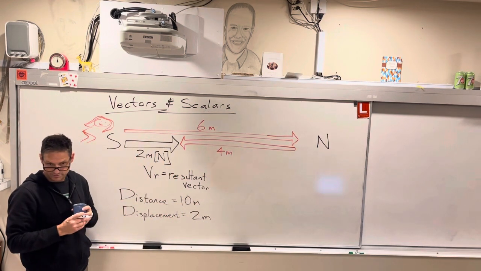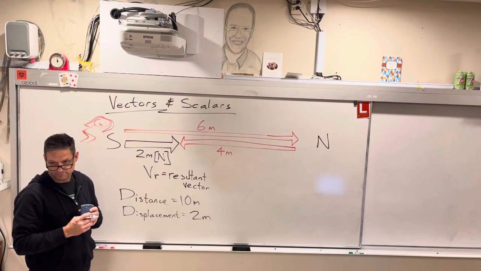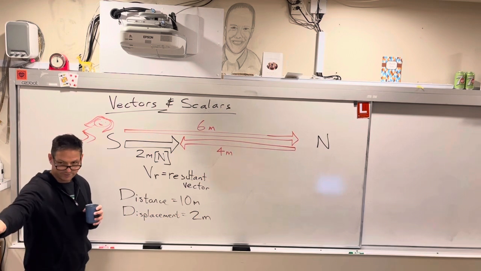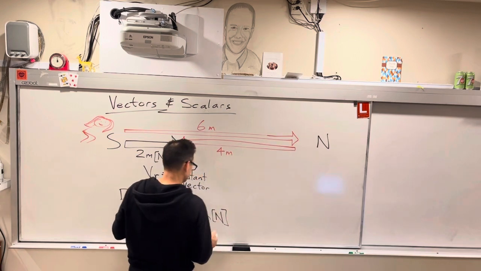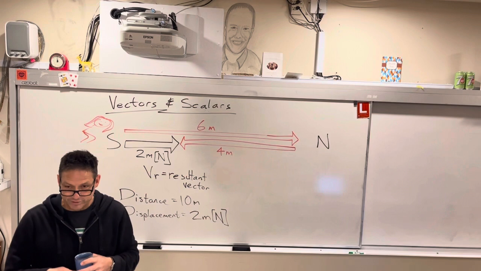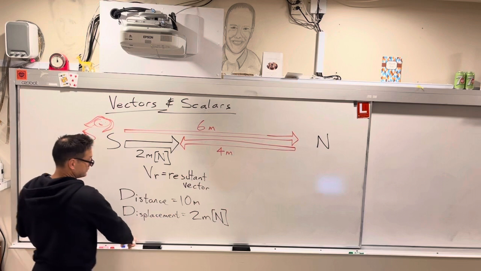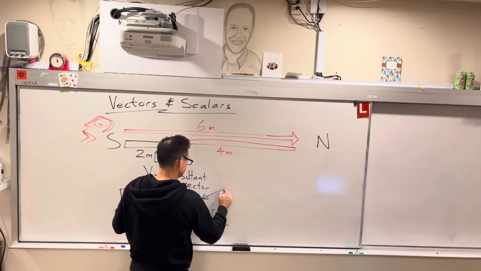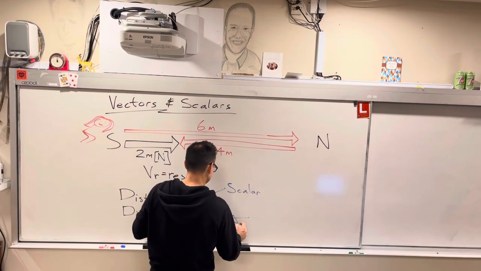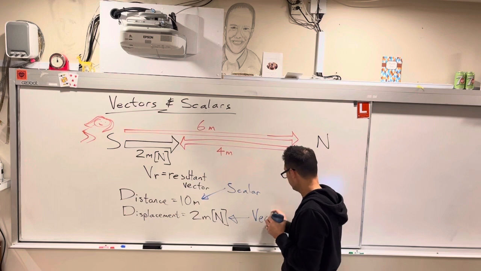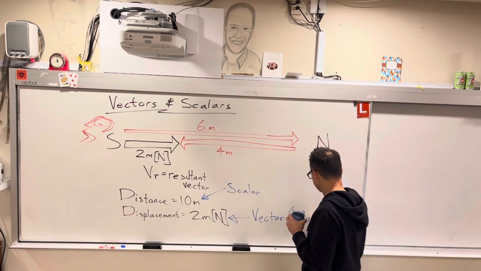Are these correct? Kind of. There's something missing though. Good. Aria's on it for vectors. We just put them in square brackets, just a convention. But the vector has to have direction. So this, the distance, is a scalar. The displacement is a vector, and it has direction.